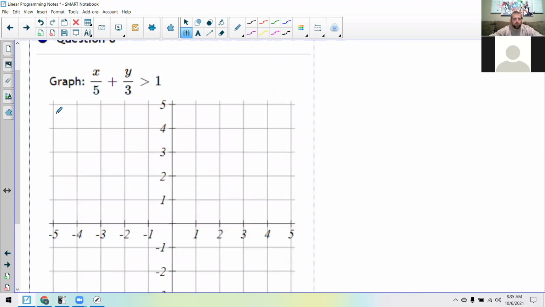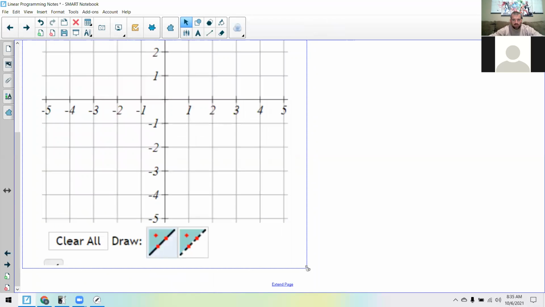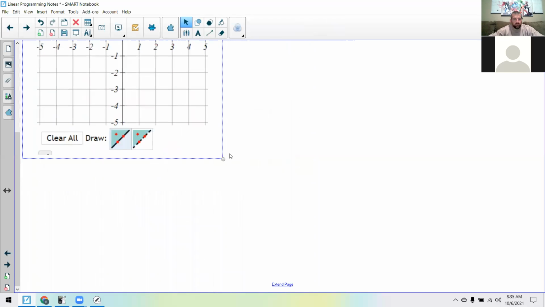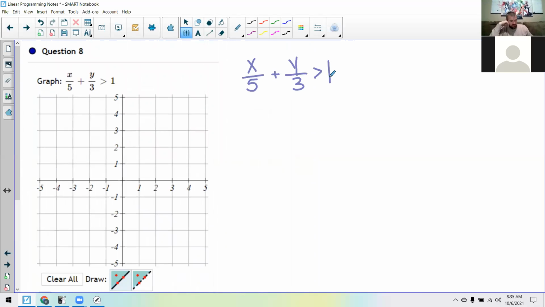Let's try this one. Ooh, a little uglier still. But we're going to use the same technique we did on the last example. I'm going to rewrite this: x divided by 5 plus y over 3 is greater than 1. I want to start by getting rid of the fractions.